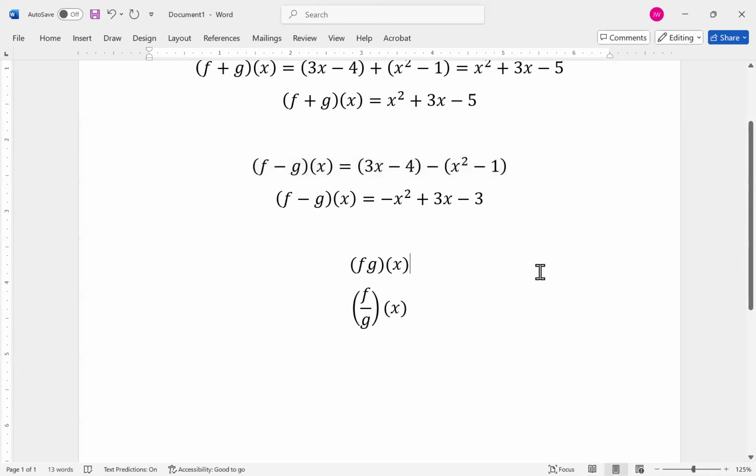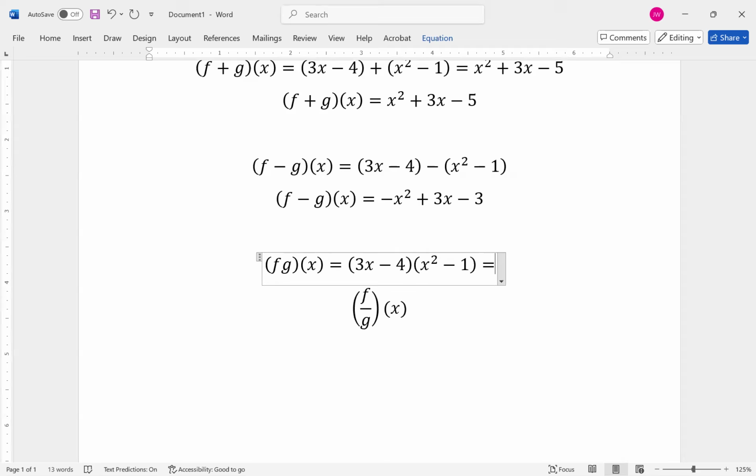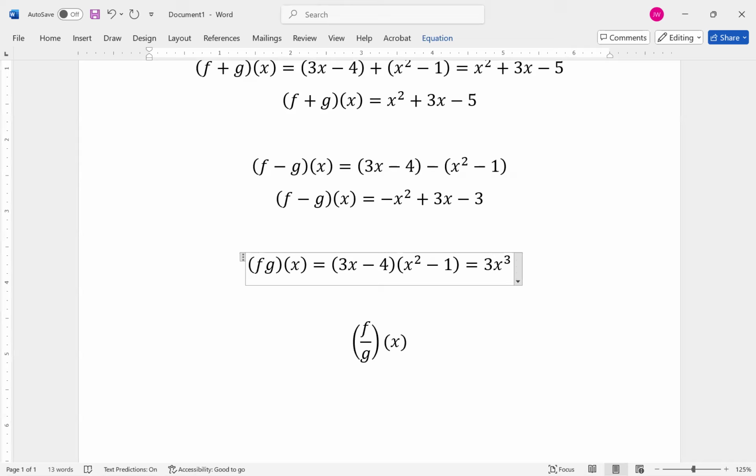Multiplication works exactly the same as you think it would. We take 3x minus 4 multiplied times x squared minus 1, and you just do standard polynomial multiplication. Each term in the first expression multiplies times each term in the second expression. You would get 3x to the third minus 3x minus 4x squared plus 4.